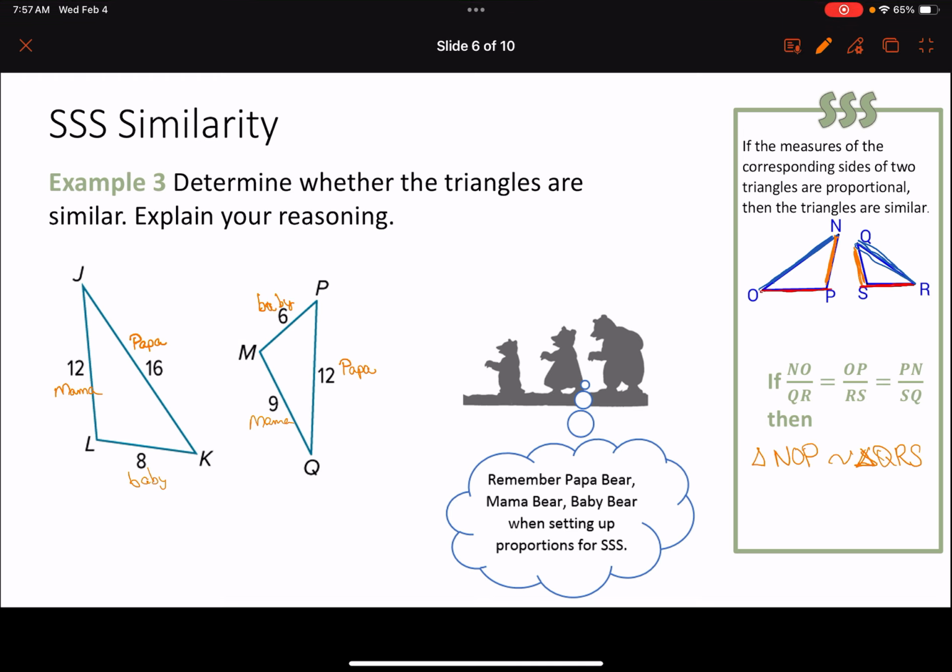So my largest triangle's largest side over the smallest triangle's largest side should be proportional to the medium side on the bigger triangle to the medium side on the smaller triangle, which should be proportional to the baby on the big versus the baby on the small. So we could divide these in a calculator to see if they come out with the same decimal.